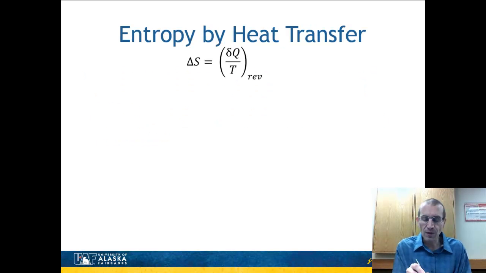So in the very first module, we saw this definition of what entropy was. It's dQ over T. And so if we wanted to know what the change in entropy is, we would just need to add up all the little bits of heat that we add each time, normalized by temperature.